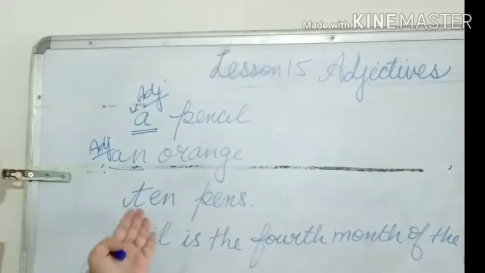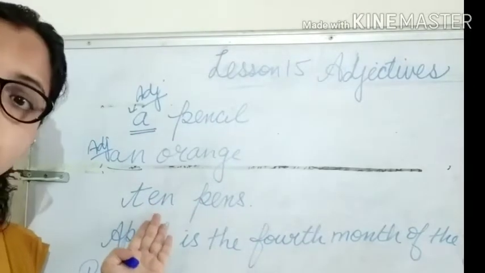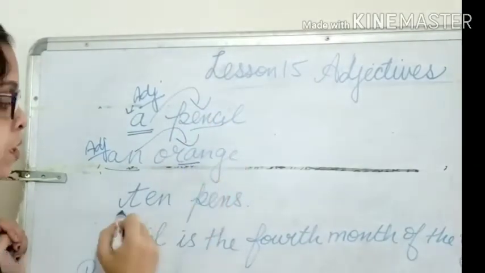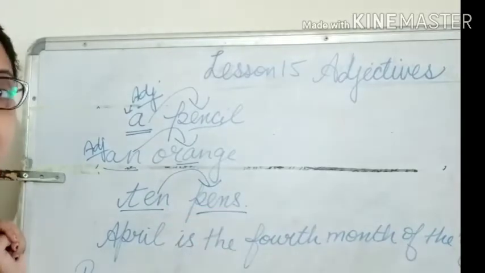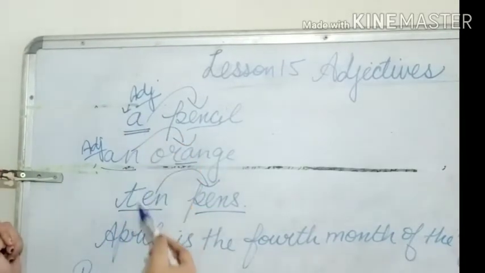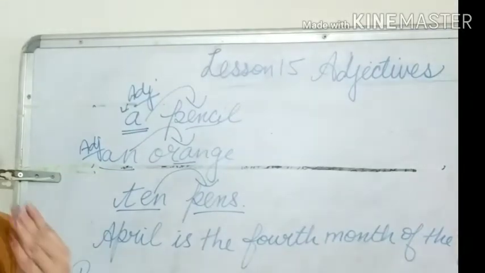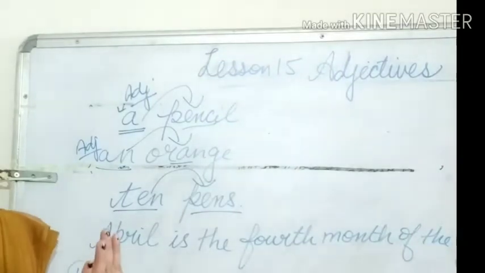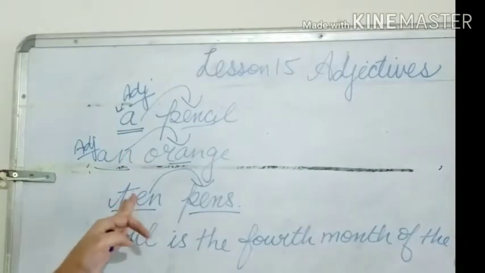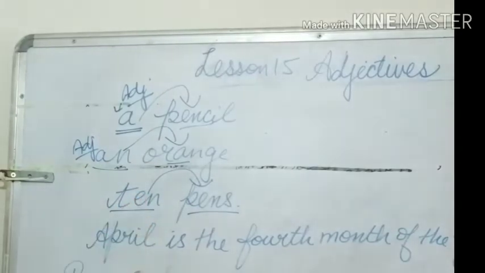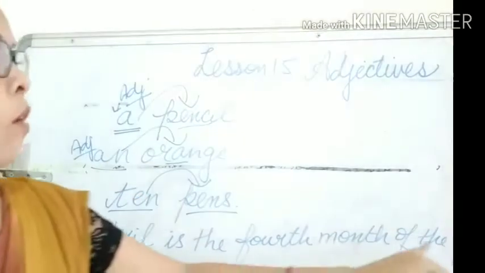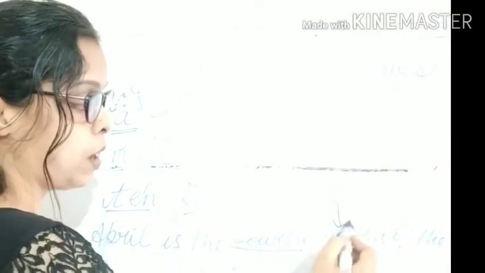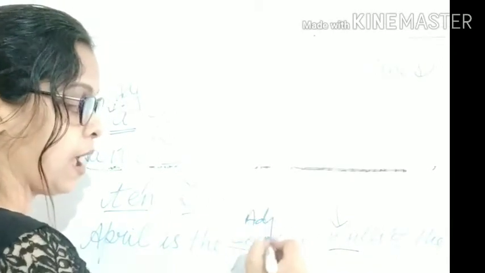Now if I say 10 pens, 10 is also an adjective, because see, these words are qualifying the noun. Pencil, orange. How many pens? 10 pens. Pens is also a noun. So these words a and 10 are telling more about nouns, and the words which tell more about nouns or pronouns are called adjectives. So a and numbers like 10 can be used as adjectives. April is the fourth month of the year. Which month? Fourth month. So this fourth is describing the noun month. So this is also an adjective.